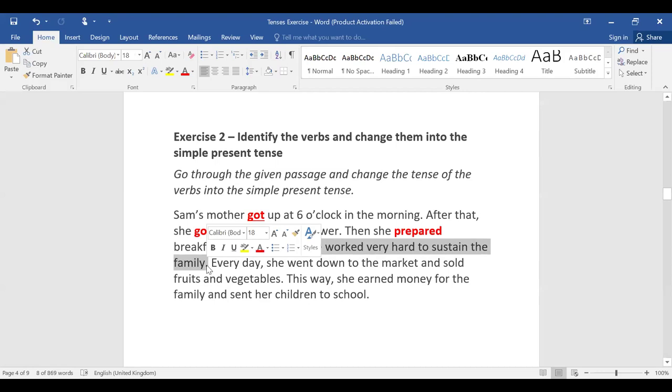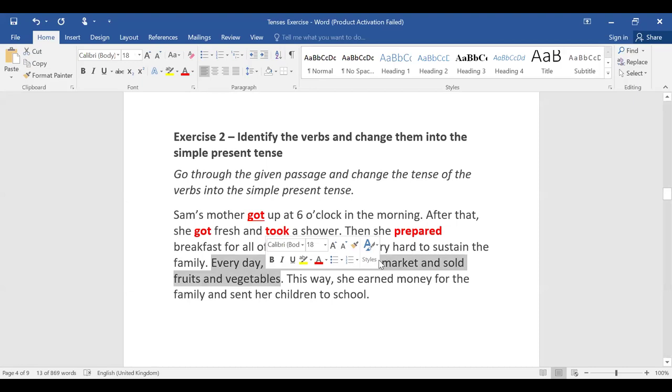She worked very hard to sustain the family. What is the action word here? Worked. Okay. And that is past tense. What is the present tense? Worked. And is there any other action word in that sentence? No. All right. Then let's go to the last but one sentence.